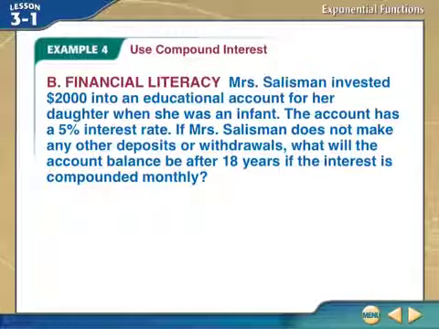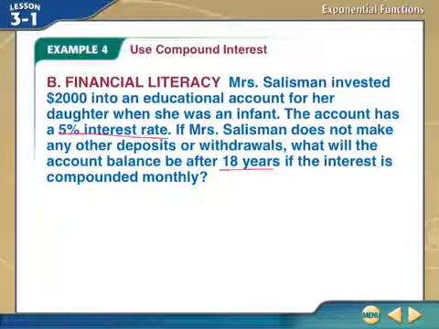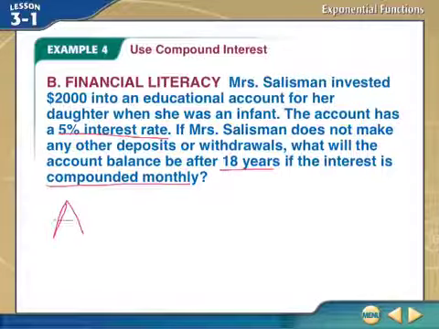In example 4, part B, we are going to look at what happens if Mrs. Solisman invests the same amount of money, $2,000, into the account for her daughter. She's still going to keep the money in the account for 18 years and have a 5% interest rate. However, this time the interest is going to be compounded monthly. We want to find out how that affects the outcome, how much money will be in the account after 18 years if the interest is calculated monthly.